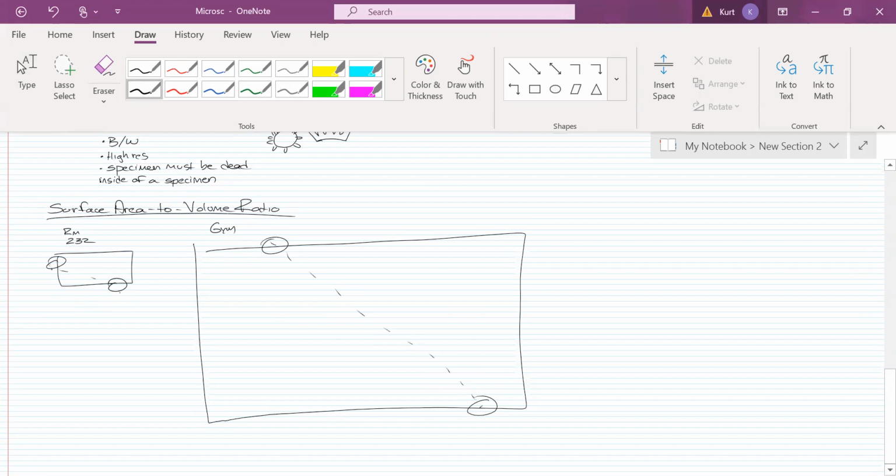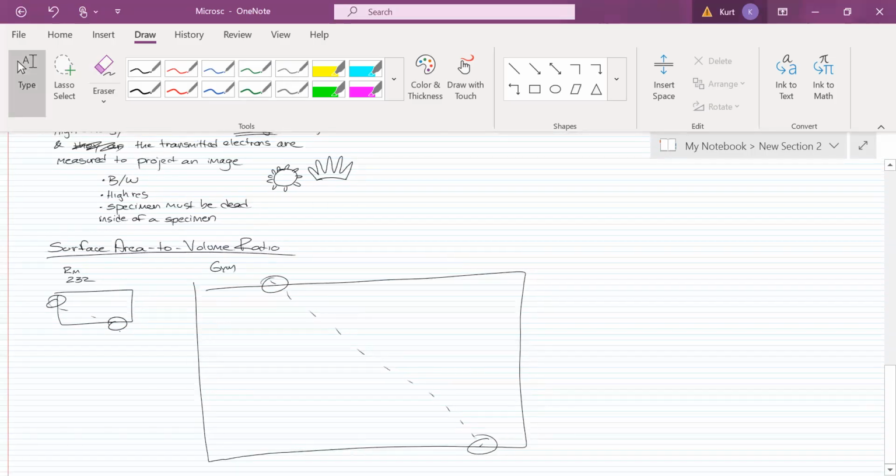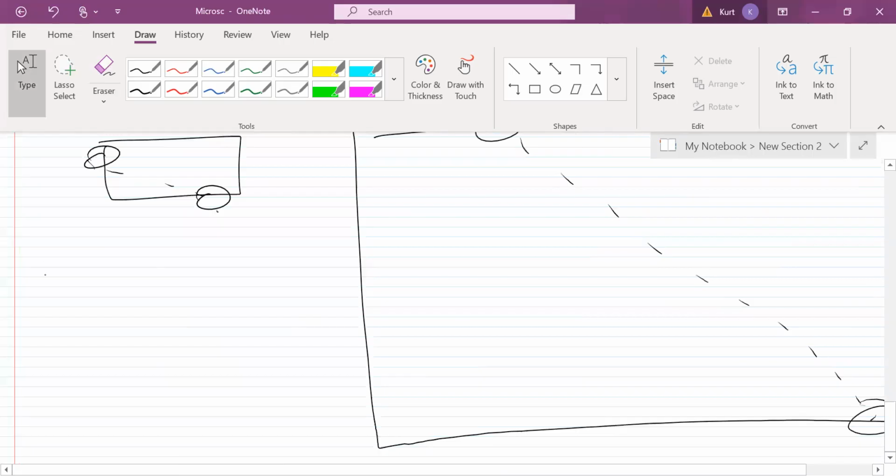As in my room, it's smaller. So my room has a greater surface area to volume ratio than the gym does. And this is very important to know with cells. Cells are very, very small structures, but we need to know why. So this question is going to lead me to my point. Why are cells so small?